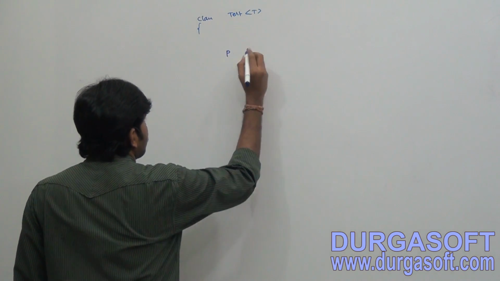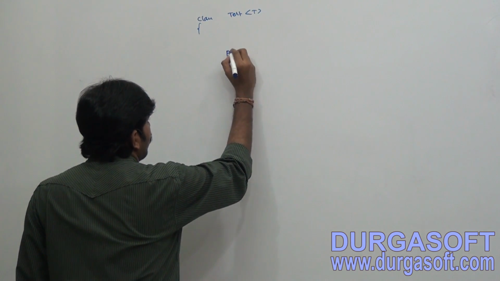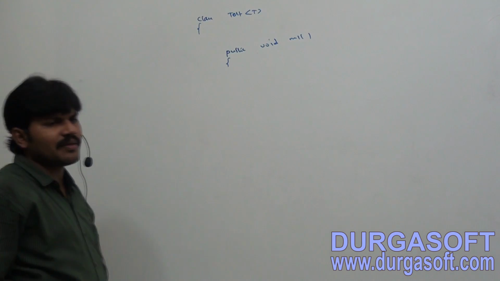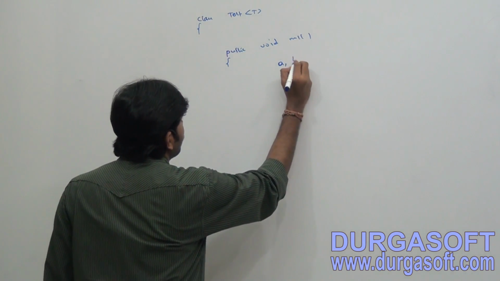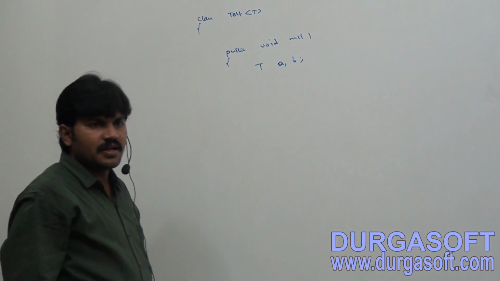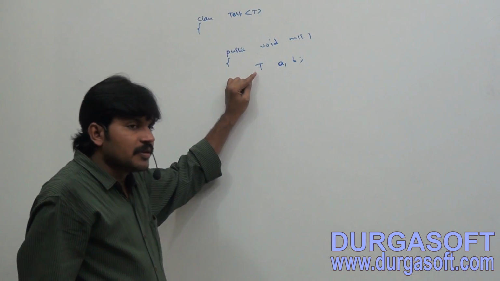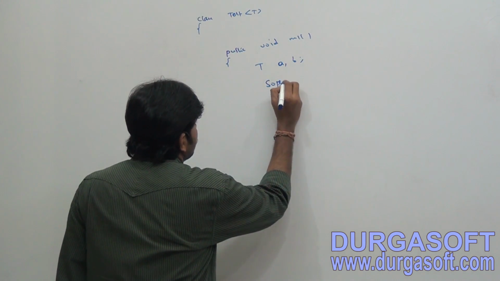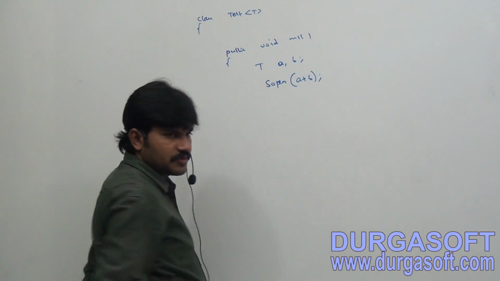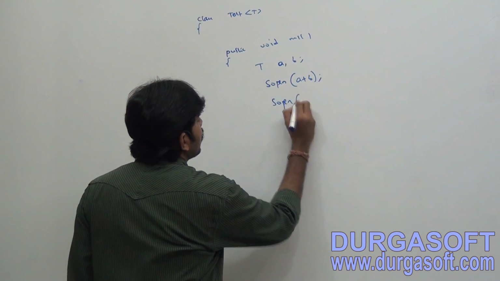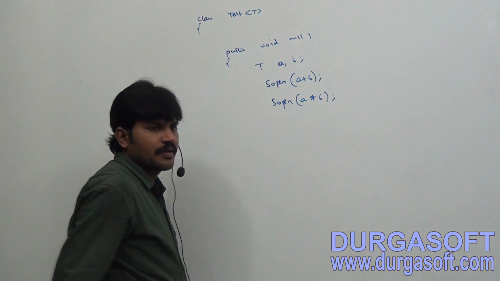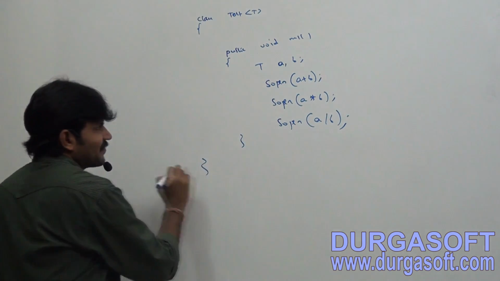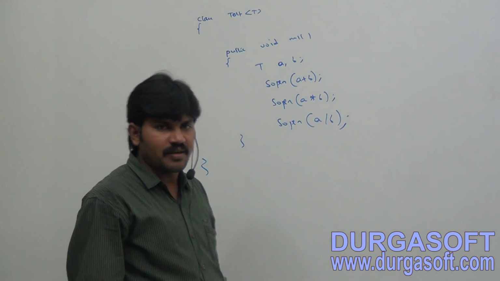I have one method, simple public void m1. Within the m1 method, I am declaring two variables a and b of T type. a and b are what type? T type. T is what type? Any type. Are you getting? Now, within this m1 method, System.out.println of a plus b, System.out.println of a into b, and SOP of a by b, like I am taking.